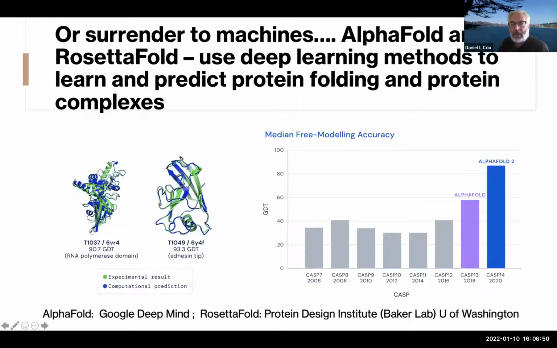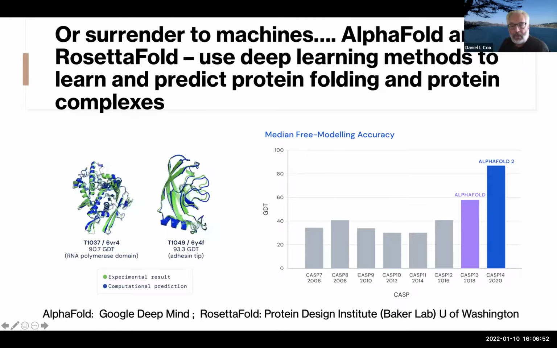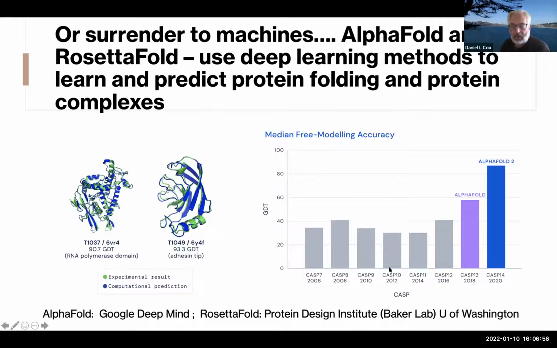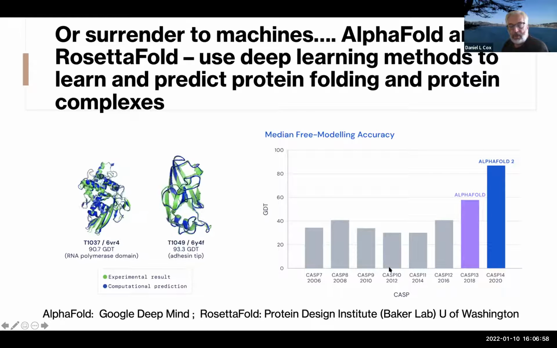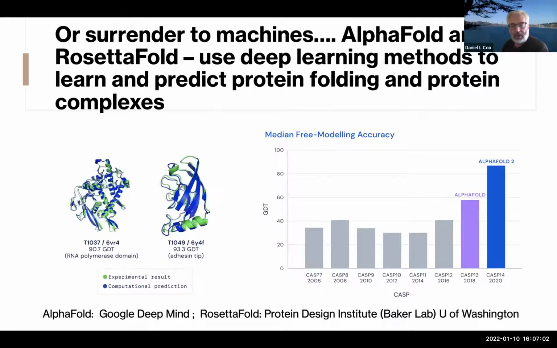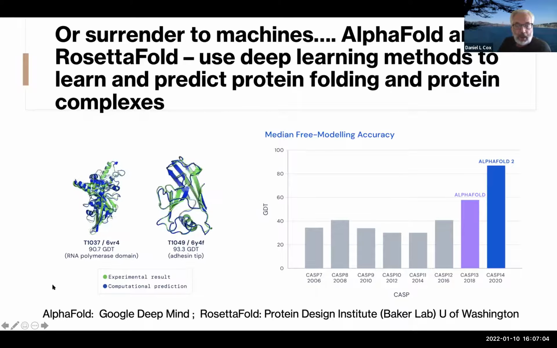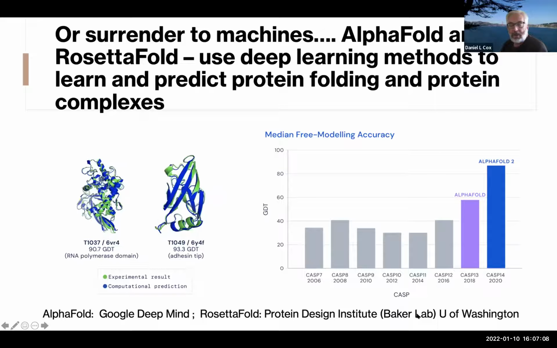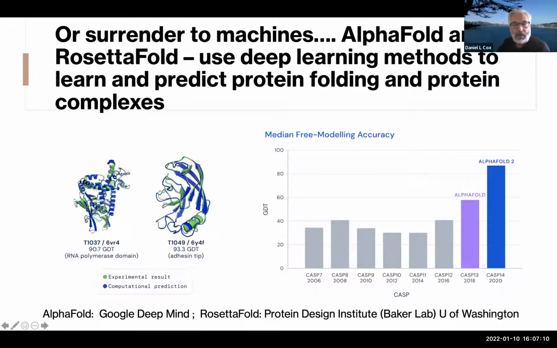And AlphaFold has also been destroying the competition on the CASP competition, where you predict structure from sequence, where you don't know for sure what the structure is, and you predict the structure and then compare it to an experimental structure. AlphaFold comes from Google DeepMind. RosettaFold comes from the Protein Design Institute of the Baker Lab at the University of Washington.